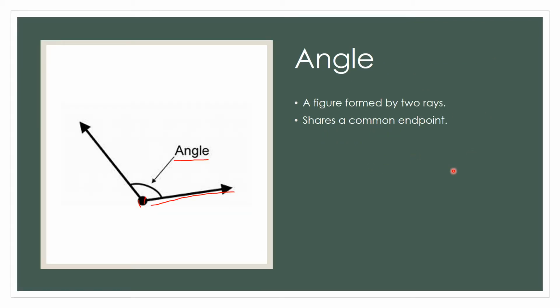An angle is a figure formed by 2 rays. So you can see your rays here. So it starts here and then it goes out, and then this one starts here and goes out. And what is in the middle right here is your angle. So an angle has to have this common point right here.